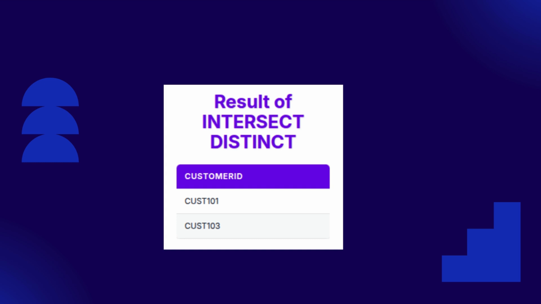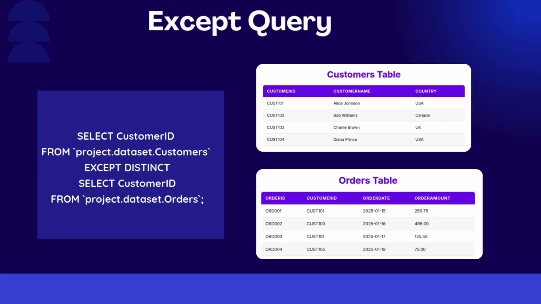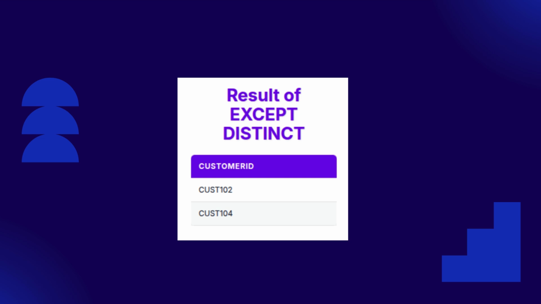Now let's move on to except. The except operator returns rows from the first query that are not present in the second query. For example, if we want to find customer IDs that exist in the customers table but do not have any matching records in the orders table, we can write: select customer_id from customers except distinct select customer_id from orders. This will give us customer IDs who are in our customers table but haven't placed an order.